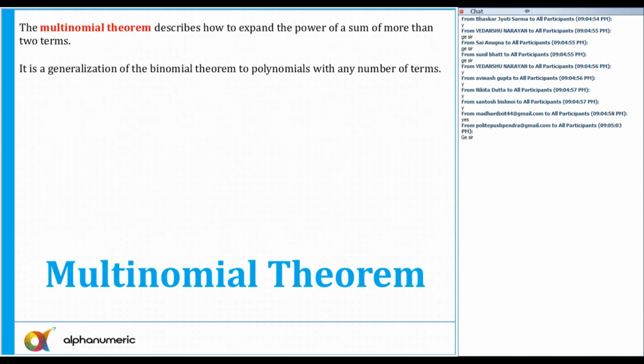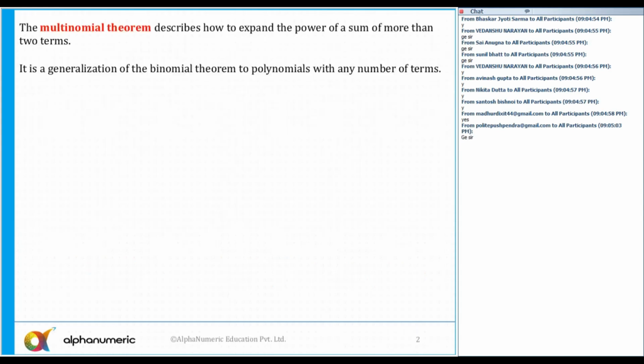So the multinomial theorem describes how to expand the power of a sum of more than two terms. In binomial, there are only two terms. So binomial we'll talk later, maybe tomorrow. So it is basically the generalization of the binomial theorem to polynomials with any number of terms. Number of terms can be 2, 3, 4. Let me start with a very simple question to explain this concept.